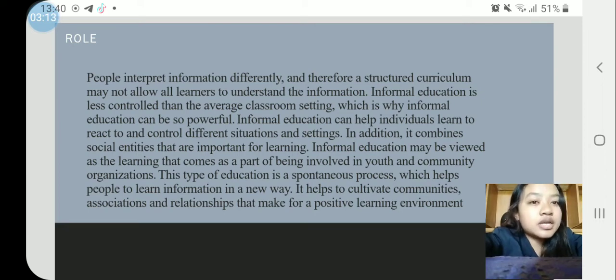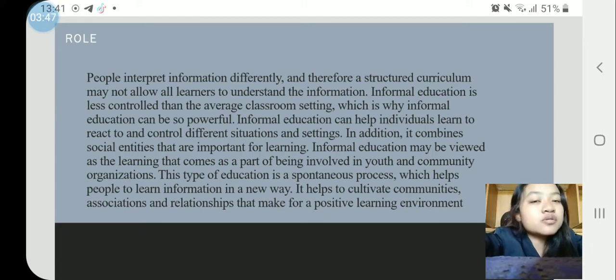In addition, it combines social entities that are important for learning. Informal education may be viewed as the learning that comes as a part of being involved in youth and community organizations. This type of education is a spontaneous process which helps people to learn information in a new way. It helps to cultivate communities, associations, and relationships to make a positive learning environment.